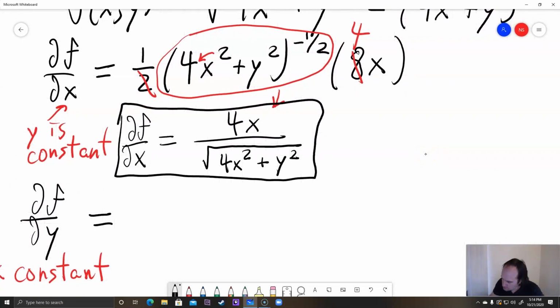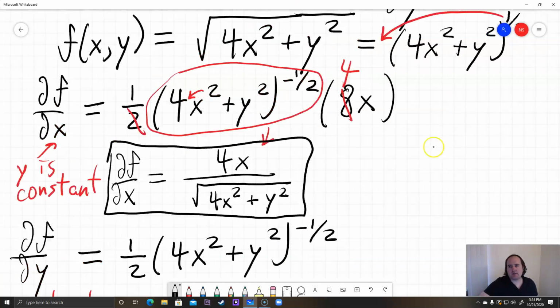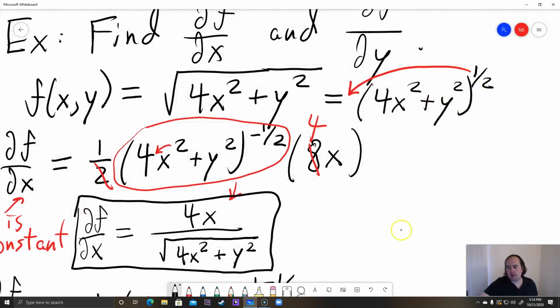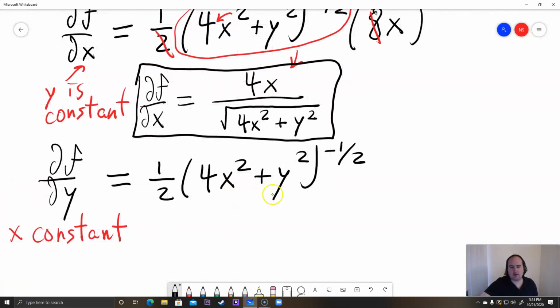Okay, so just like with the last part, we're going to have 1/2 times a quantity, 4x squared plus y squared, quantity to the negative 1/2. And that was the derivative of the outer function. And then using the chain rule, now we have to multiply that times the derivative of the inner function. So the derivative of 4x squared plus y squared, well this time, x is constant. So that means 4x squared is constant. This is constant right here. And the derivative of any constant is 0. So that 4x squared is just going to go away.